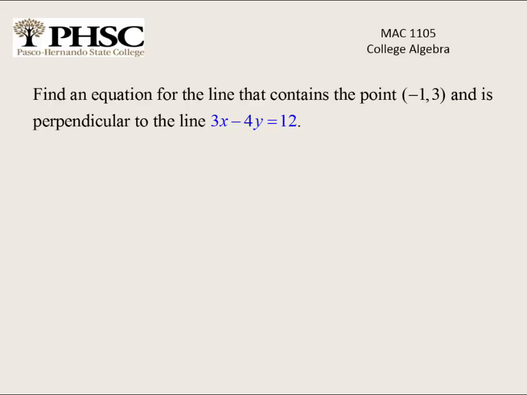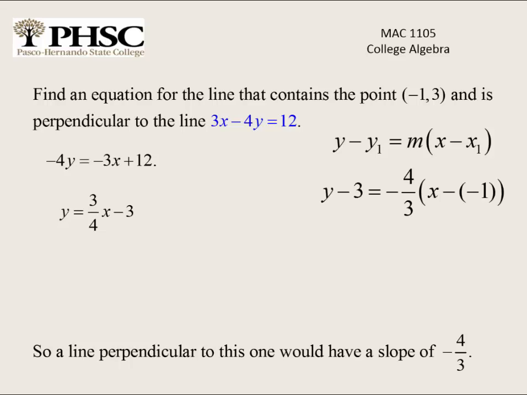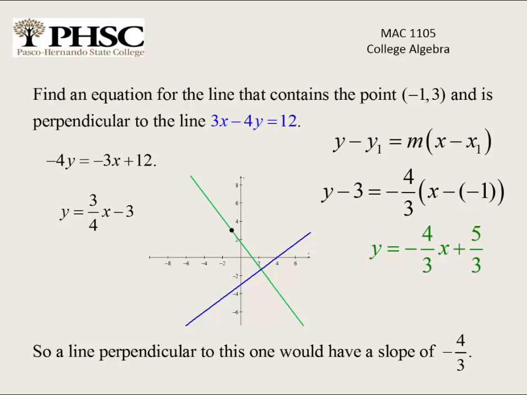So here's an example. Find the equation of a line that contains the point negative 1, 3 and is perpendicular to the given equation. So first thing is we have to find that slope. So that slope is 3/4. So then the opposite reciprocal of that would be negative 4 over 3. Using the point-slope form, plug in the information that I have, and then I get the answer, which is y equals negative 4/3 x plus 5/3. And then the graph of these two equations is right there.